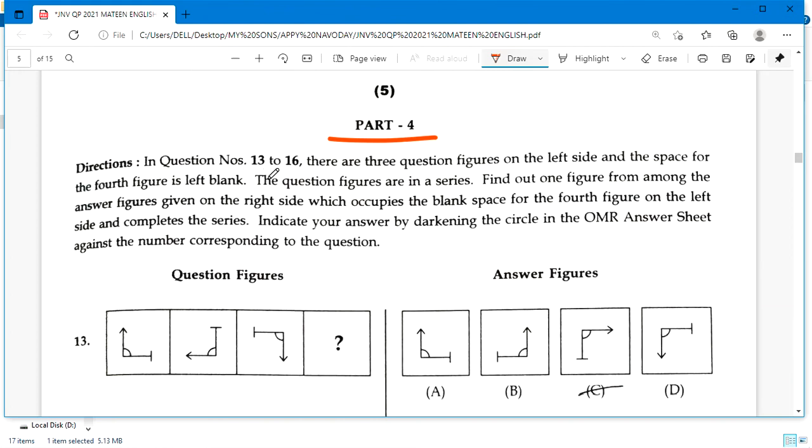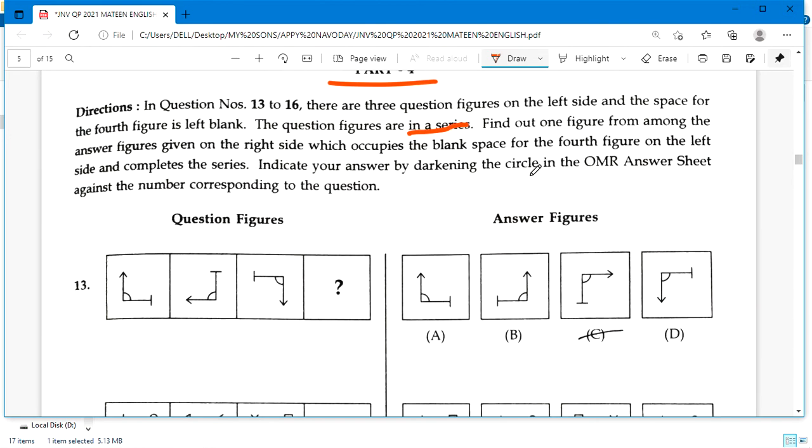In question numbers 13 to 16, there are 3 question figures on the left side and the space for the 4th figure is left blank. The question figures are in a series. It is very important. In the series, find out one figure from among the answer figures given on the right side which occupies the blank space for the 4th figure on the left side and completes the series.